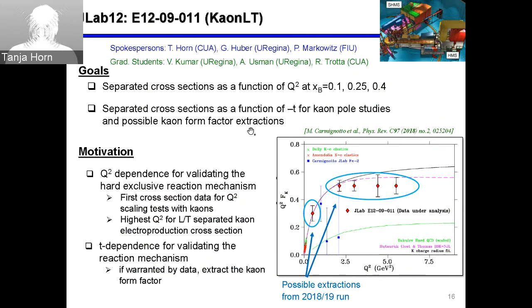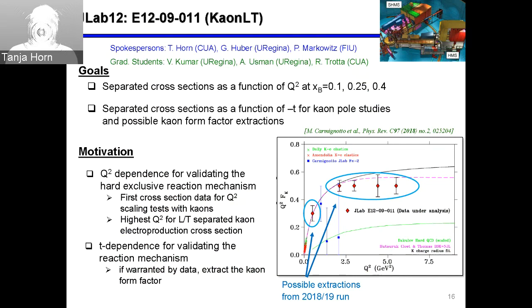In this case, the kaon pole studies, basically studying the cross section as a function of t, to see if you can extract the kaon form factor. It's a little bit more complicated because the kaon is heavier than the pion, so further away from the pole. So these are the first cross-section data for Q-squared scaling tests with kaons, also the highest Q-squared for LT-separated kaon electroproduction cross-sections above the resonance region.